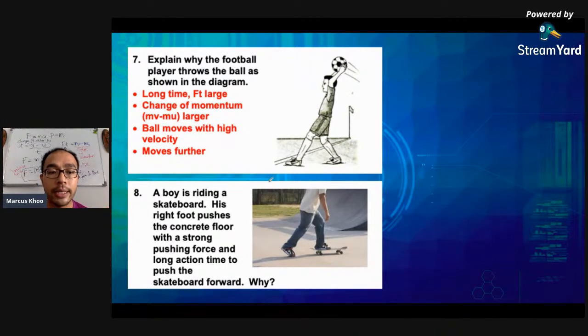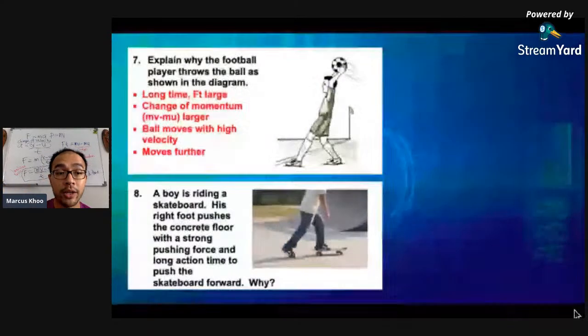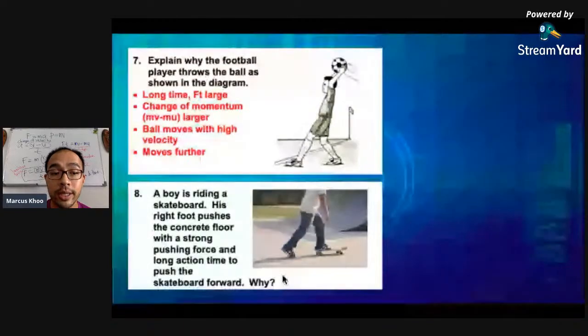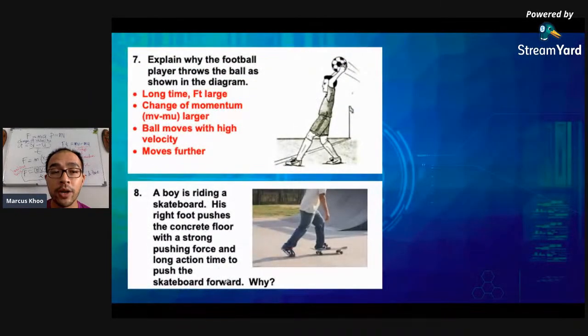Likewise, for this number 8, I'm not putting the explanation here because the reasoning is still the same. A boy is riding on a skateboard. His right foot pushes the concrete floor with a strong pushing force and a long action time to push the skateboard forward. Nobody goes on a skateboard and just moves their foot like that. Sorry, I don't know, do people still play skateboard nowadays?